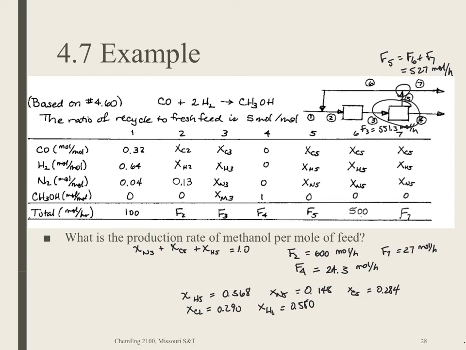And I get the compositions coming out of the separator. Let me write them over here. xC3 equals 0.271. xH3 equals 0.543. xN3 equals 0.141.